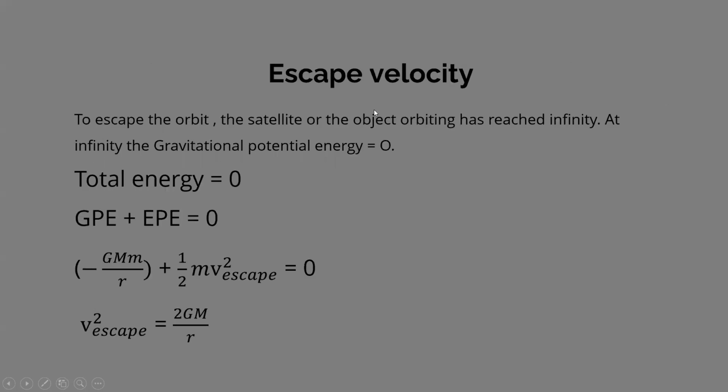Escape velocity. To escape the orbit, the satellite or the object orbiting has to reach infinity. Like I said earlier, at infinity the gravitational potential energy equals zero, and the total energy equals 0. Hence, the kinetic energy required to escape is equal to the gravitational potential energy at that point. You rearrange the formula to give you v escape squared equals GM over r.